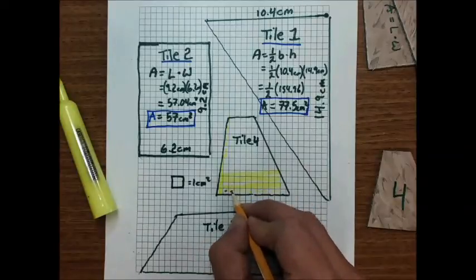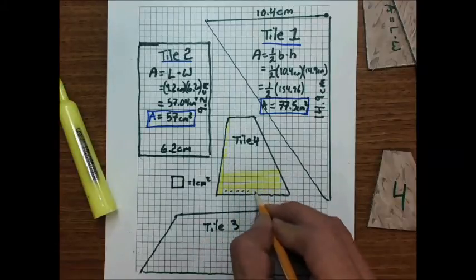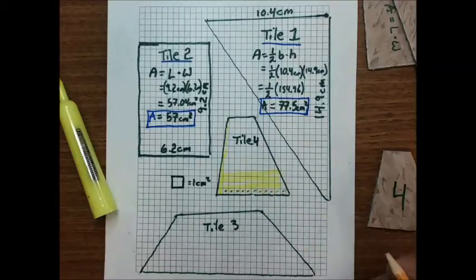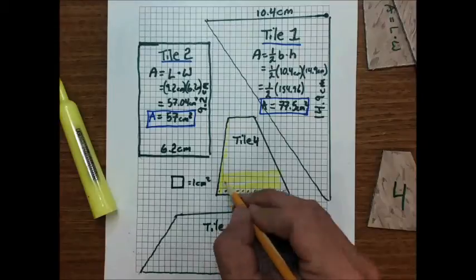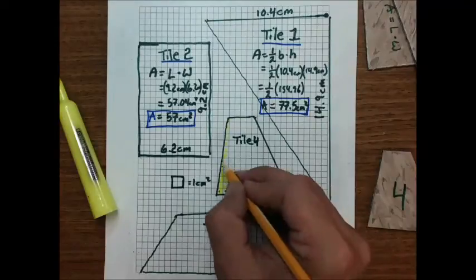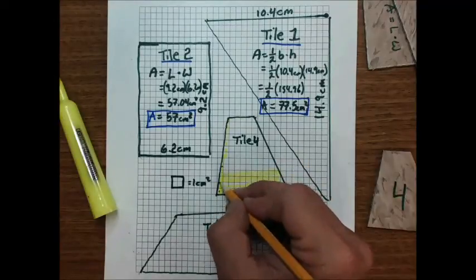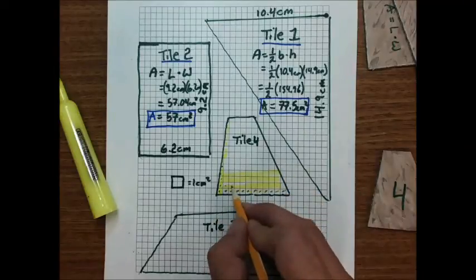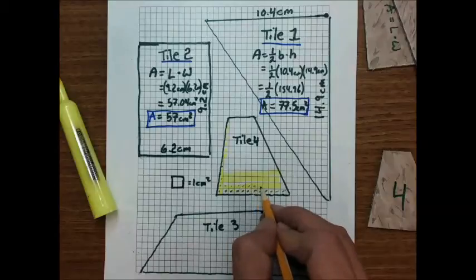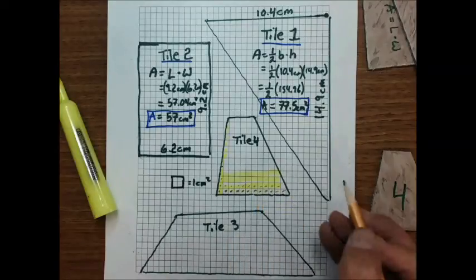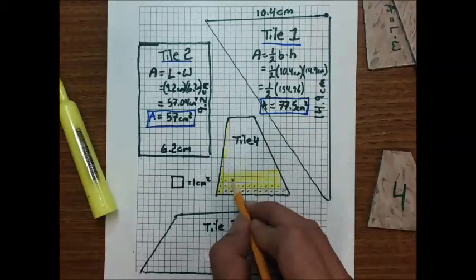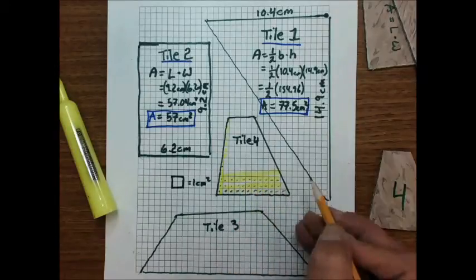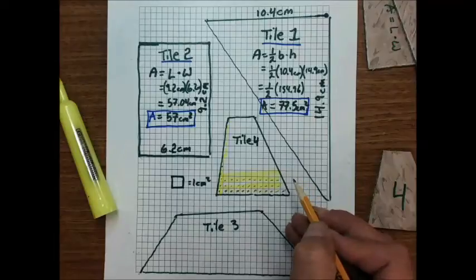So 1, 2, 3, 4, 5, 6, 7, 8, 9, 10, 11, and we said 12, actually that one, this one and this one, 13, 14, 15, 16, 17, 18, 19, 20, 21, 22, 23, 24, 25, 26, 27, 28, 29, 30, 31, 32, 33, 34, and so on.